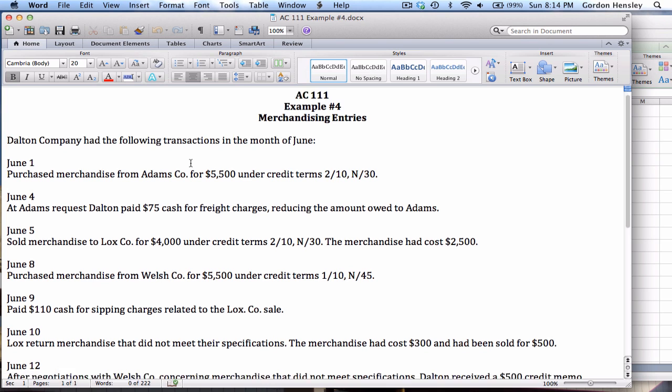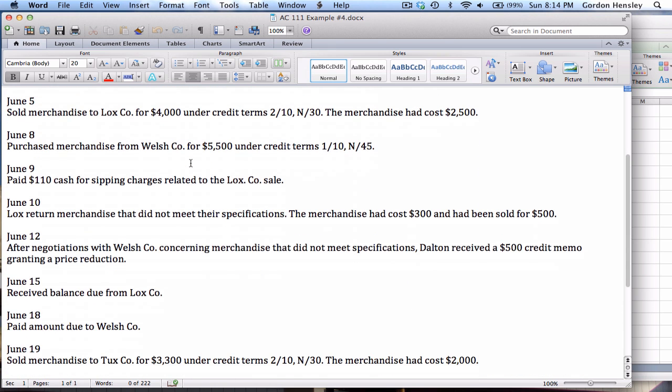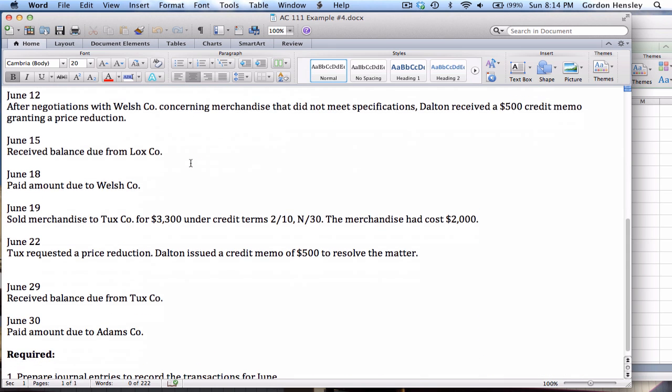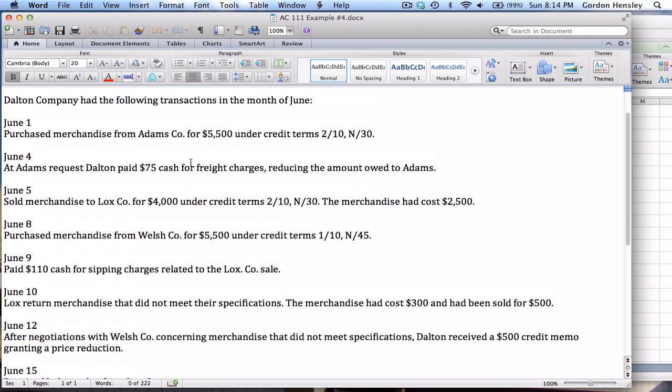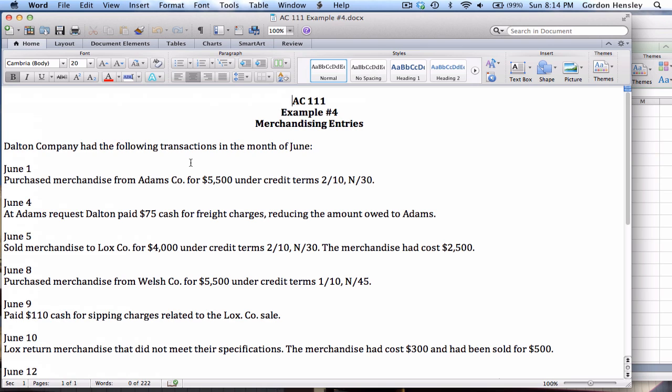And you can see here an entire series of journal transactions. And then at the very bottom on the requirements, they want us to simply prepare the journal entries to record all these transactions. And these transactions involve purchases and sales. So that's why we're taking a look at merchandising entries.